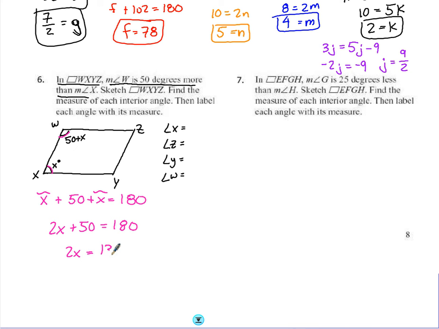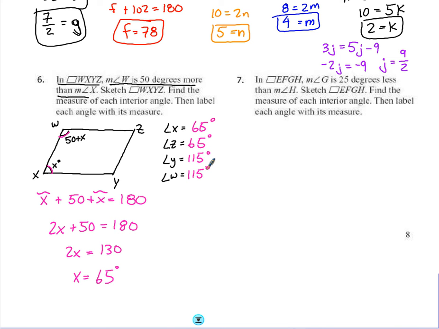Now remember, that x represents angle x, so that means angle x up here is going to be 65 degrees. Opposite of x is z, so z would also be 65 degrees. And since w and y are both 50 degrees more than those 2 angles, I'm going to add 50 to 65, and the last 2 angles are going to be 115 degrees. So here we get our answers. Those are my 4 interior angles.